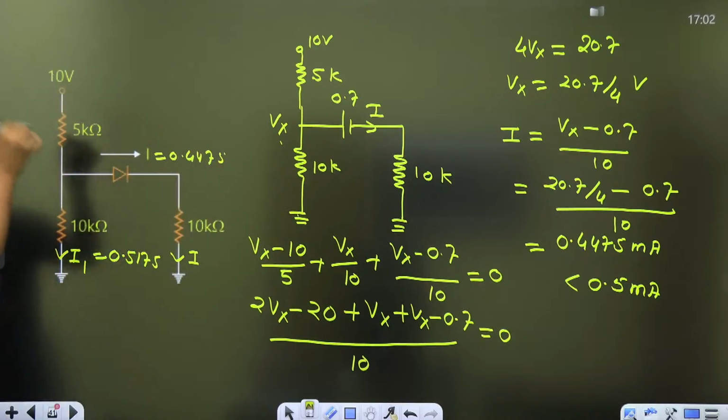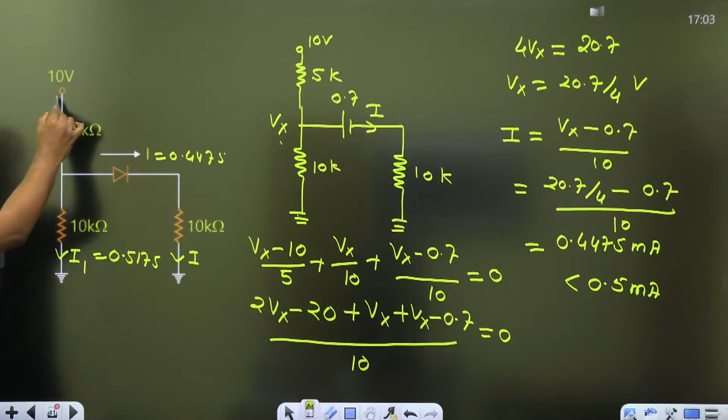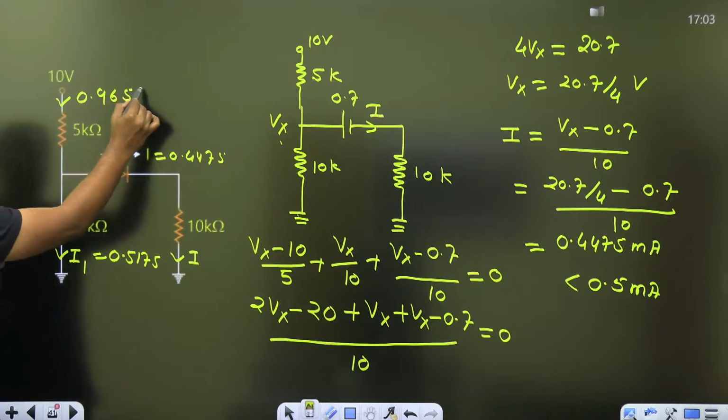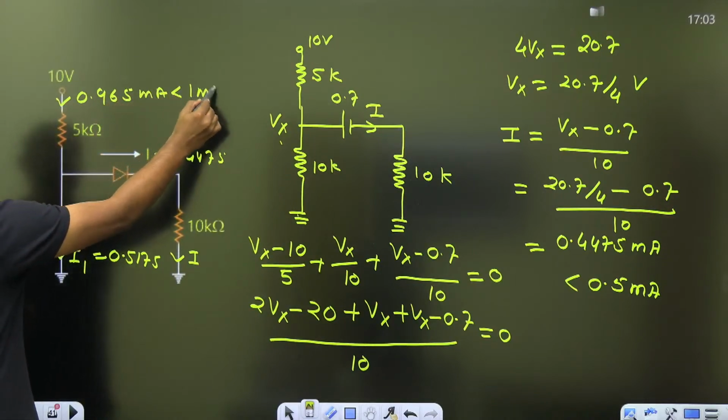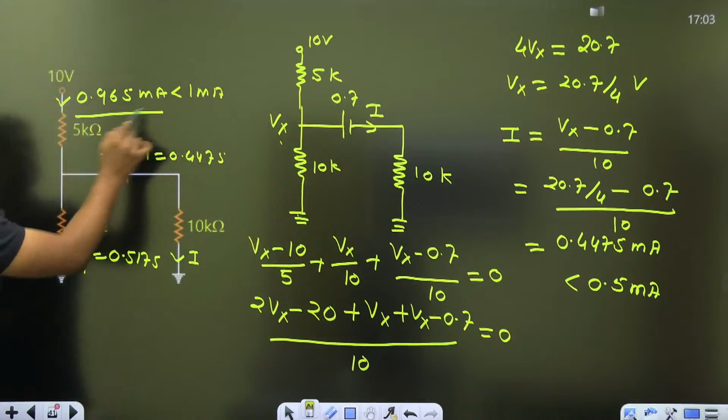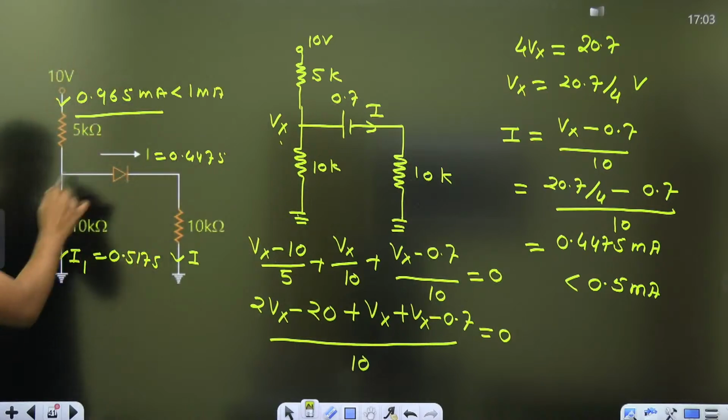And what is the current through this 5 kilo ohm resistor? You can also find it: 10 minus 20.75. Definitely the battery will give less current because the voltage drop across the diode will oppose the battery, so the battery will give less power, less current. What is the value? 0.965, less than 1 milliampere. My dear friend, this current decreases, this current increases, and that current increases, this current decreases.